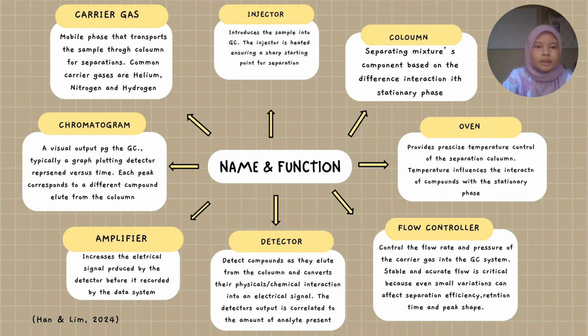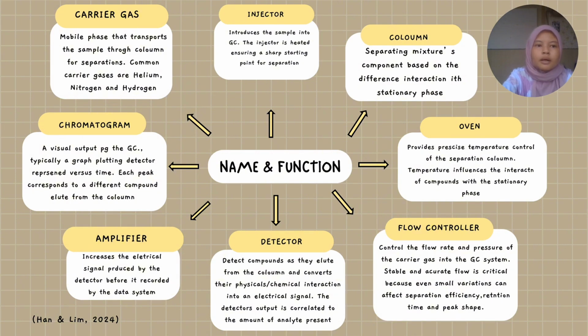Next is the injector. This is where the samples enter the GC. The injector is heated so the sample quickly changes into gas before separation begins. The third one is the column. The sample then moves into the column, where the separation takes place. Different compounds travel at different speeds based on their interactions with the stationary phase.